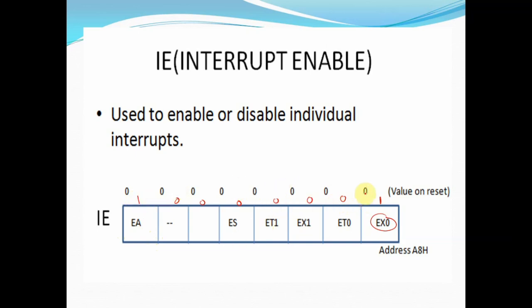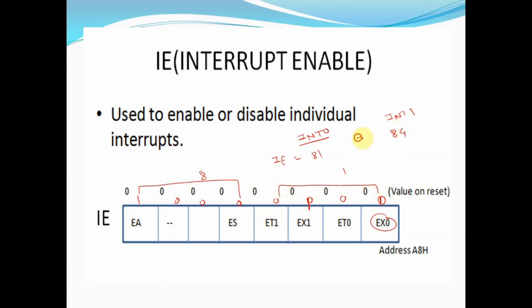So whenever you want to activate the external hardware interrupt 0, in the IE register you have to load the format 10000001. That means 1000 is 8 and 0001 is 1. So you have to load the value 81 in IE. Now suppose you want to activate INT1, then you make the EX0 bit 0 and make the EX1 bit equal to 1, because EX1 is for external hardware interrupt 1. So in that case you load 1000, which is 8, and 0100, which is 4.